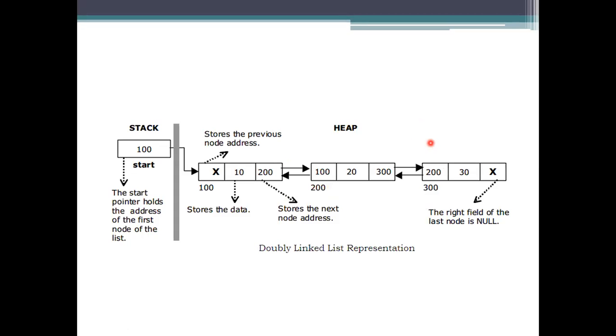For example, see this one. In this doubly linked list representation, we have started using the stack, which has the address space 100 as the starting one.